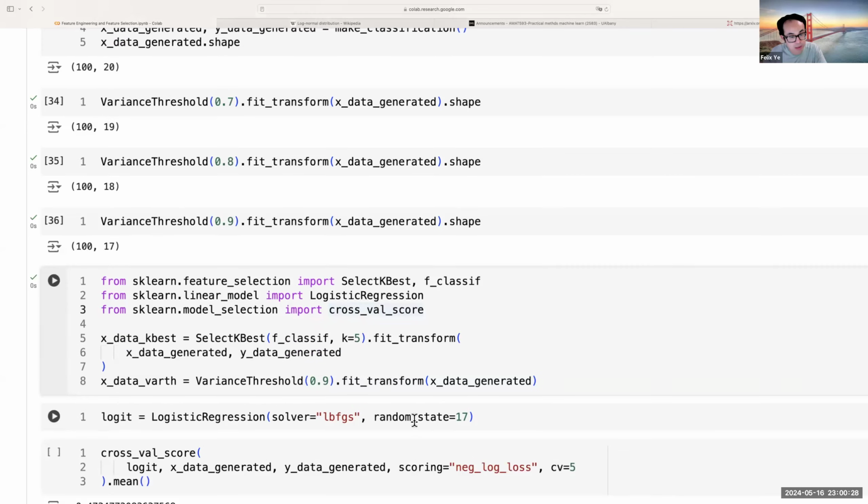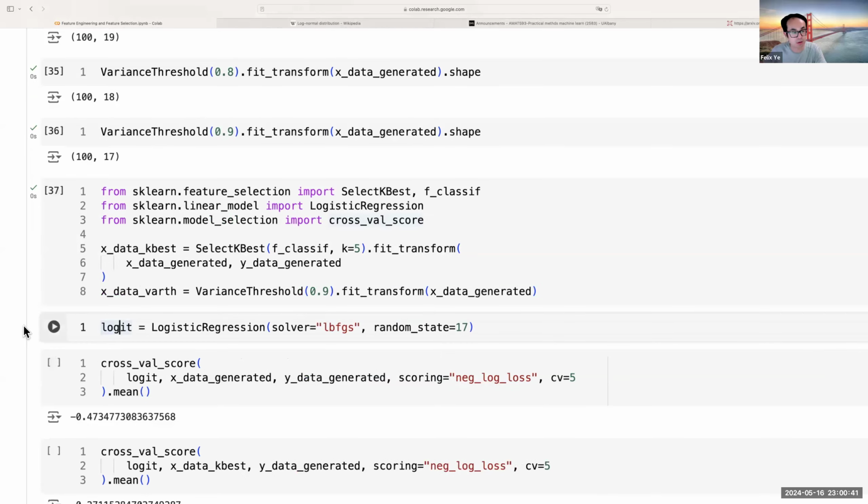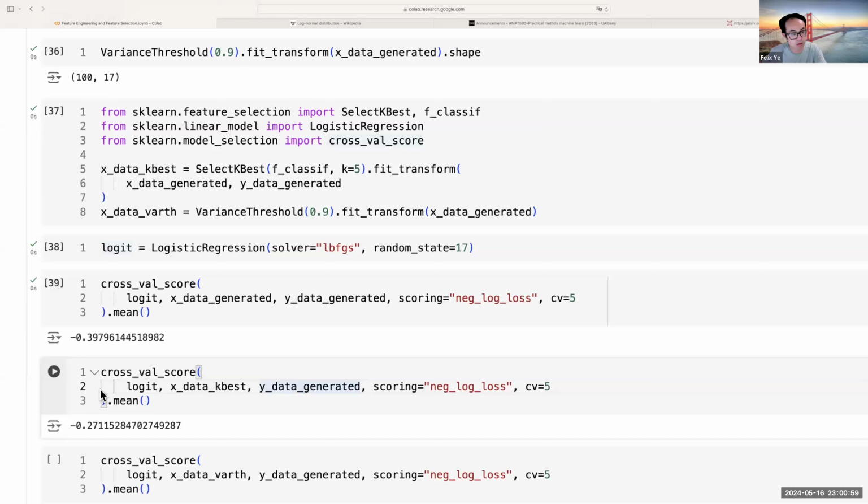So here we are using logistic regression to select the 5 best features out of it. We can do this with cross validation and with the scoring of the negative log loss. The mean of that actually gives you minus 0.4 right here.